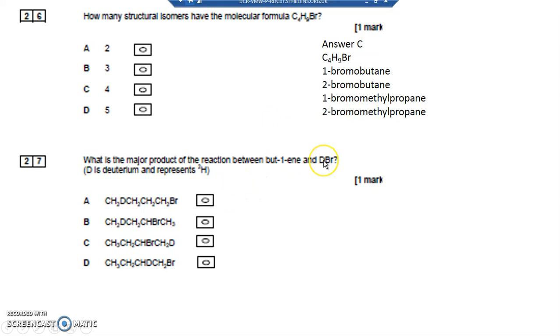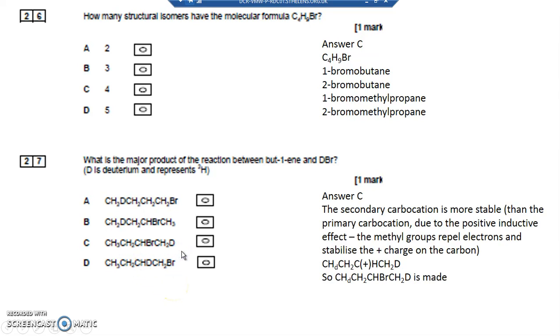So I'm looking for the D on carbon number 1, which represents the hydrogen, and the Br on carbon number 2. That's the D on carbon number 1, the carbon on number 4, the D on carbon number 1, and the Br on number 3. Here, it's labelling from the other end, but the D is on carbon number 1 and the Br is on carbon number 2. So C is looking good. Let's just check D. Yes, D is the other way around. That's the minor product, where the Br is on carbon number 1 and the D is on carbon number 2. So your answer is C.